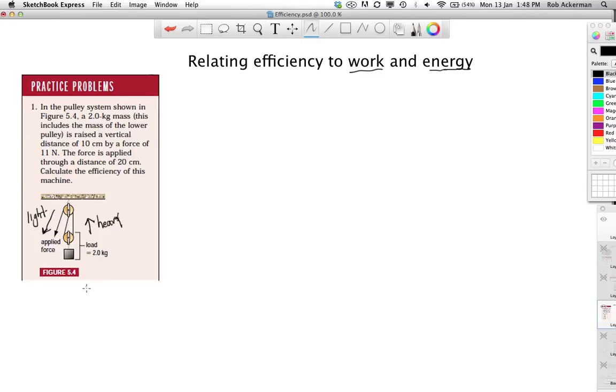The trade-off, as we've learned in my class on previous days, is that the distance you pull on this side is much greater than the distance you lift. So you get a light amount of pulling, but you've got to do more of it to lift something really heavy just a short distance. Anyway, here's how this pulley works. It lifts a 2 kilogram mass a distance of 10 centimeters. So this is what we call the useful work, because this is what we're trying to accomplish.